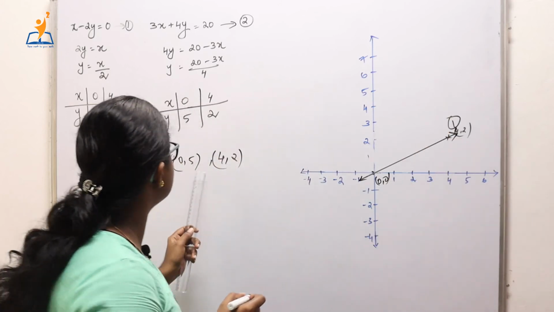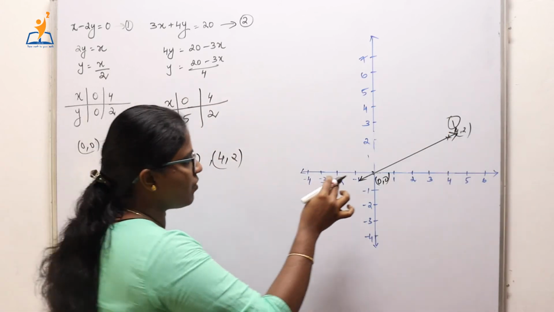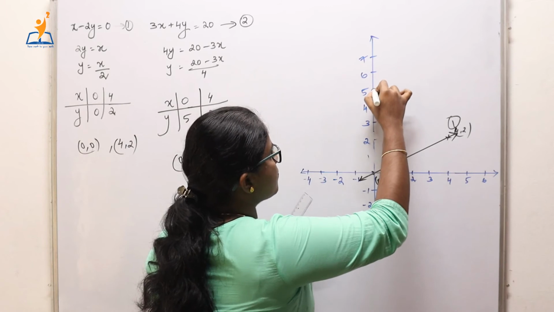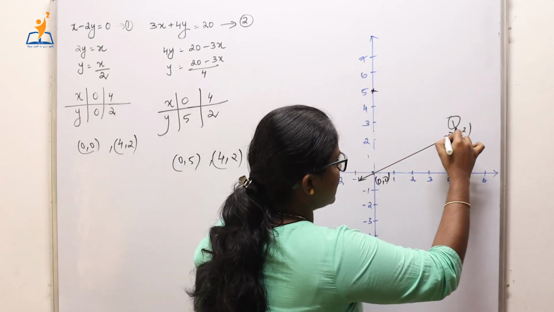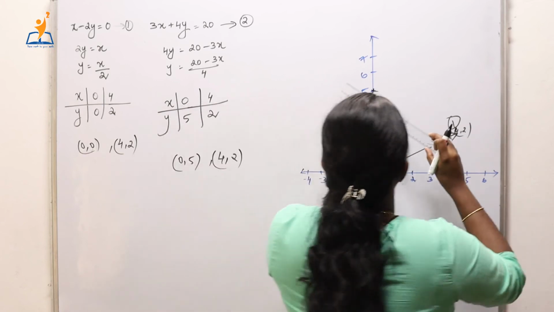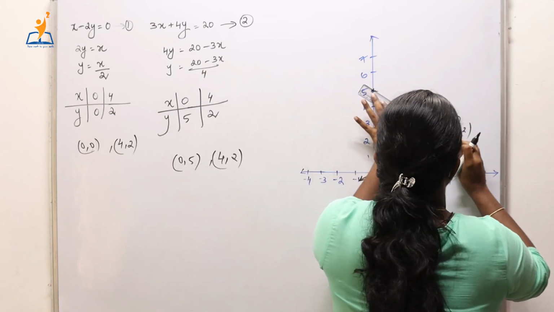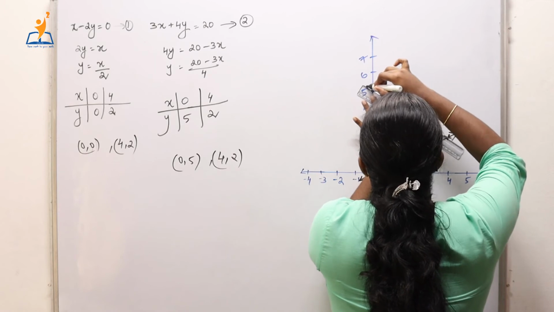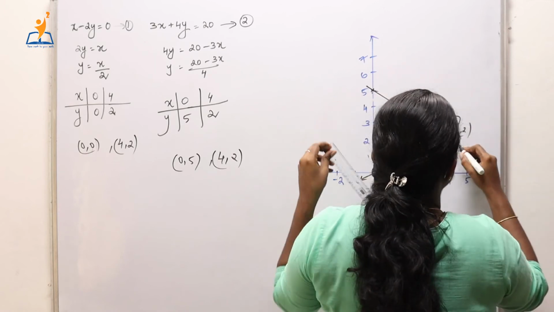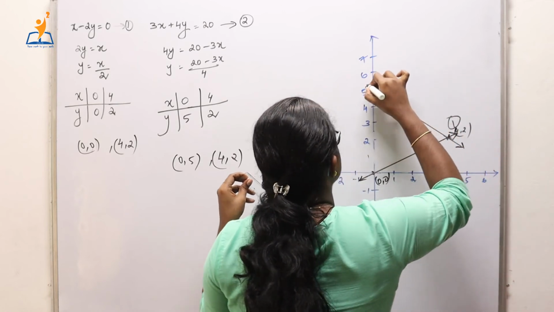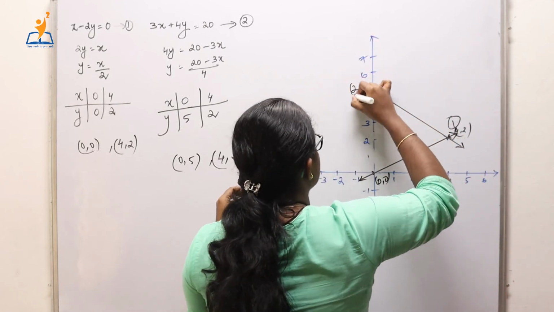Now we will go for the solution of equation number 2, that is 0, 5. This is the point, and 4, 2 is again this point. Now we are going to join these 2 points. Yes, this is the solution set of equation number 2.